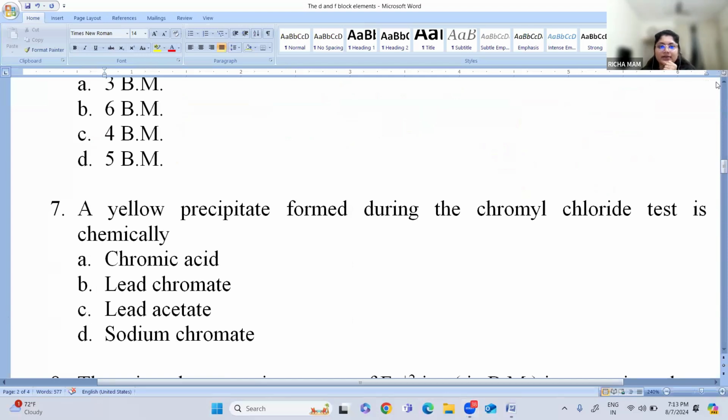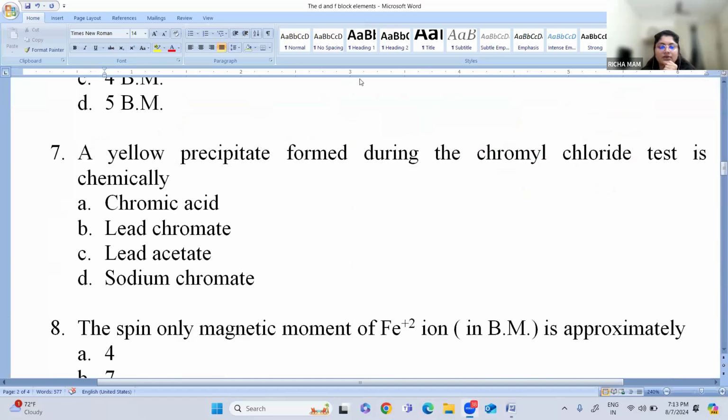Yellow precipitate. The yellow precipitate formed during the chromyl chloride test is chemically: A, chromic acid; B, lead chromate; C, lead acetate; and D, sodium chromate. Yes, I have explained this to you. You can just answer it.